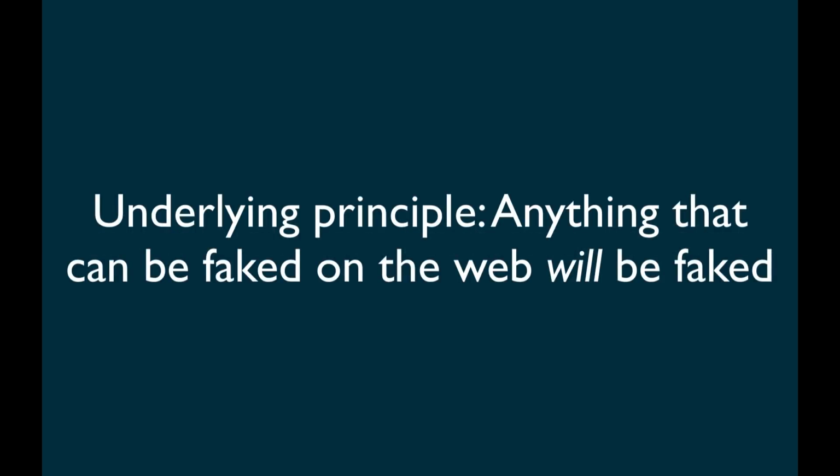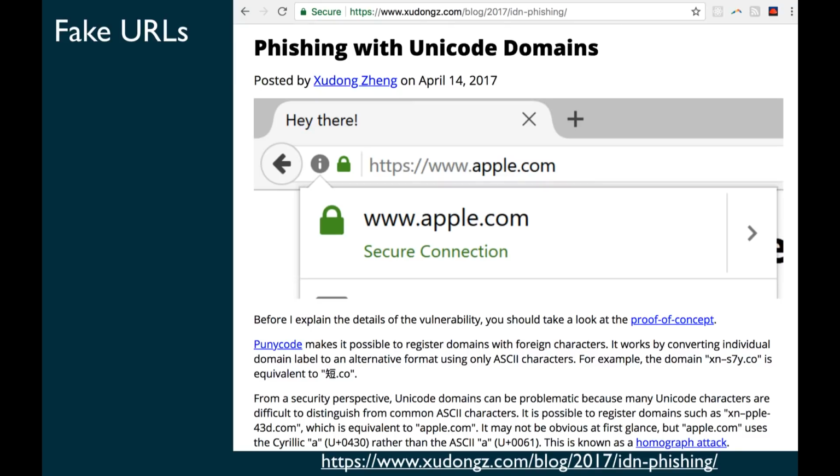The underlying principle here that I want you all to take away is that anything that can be faked on the web will be faked. Any opportunity for something to be faked in any way, it will be, just because there are so many people on the web trying to exploit it in various ways. So URLs can be faked. That looks like apple.com. It has a security certificate. It has HTTPS. It is security.apple.com. That is in fact not apple.com. The A is not an A. It's a special Unicode character that looks like an A. So that's in fact a fake site.